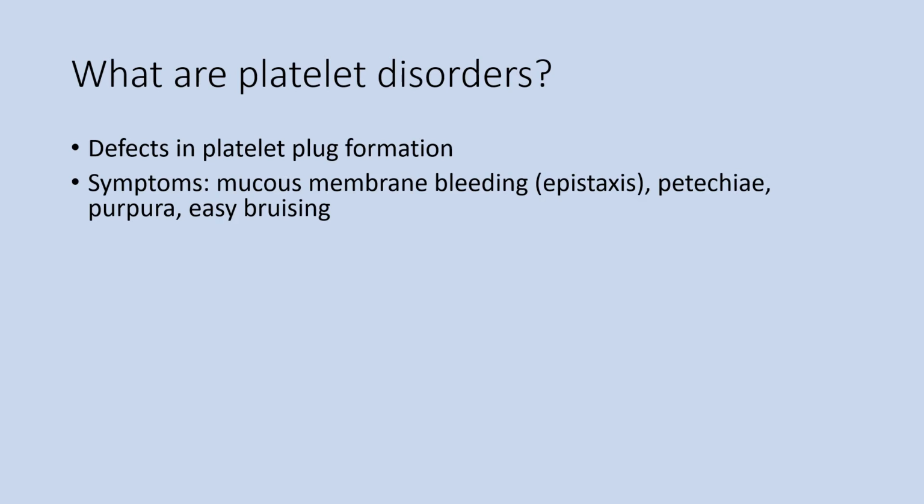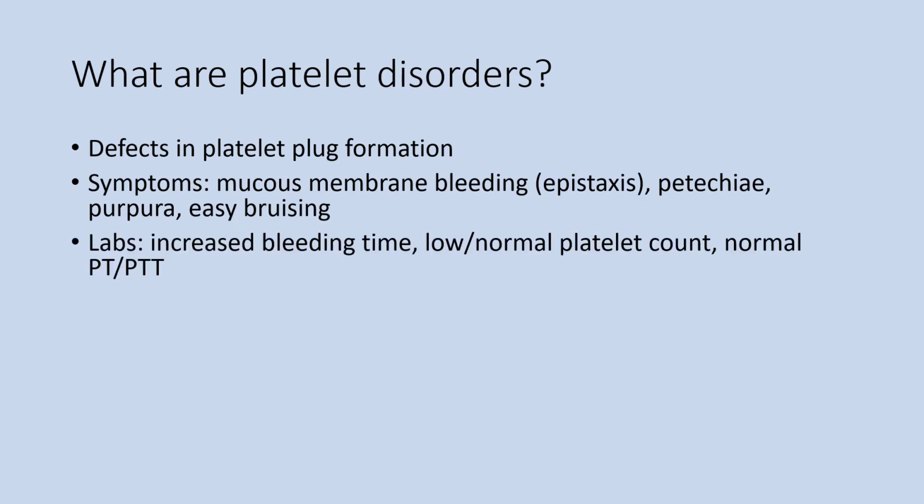And as a quick reminder, petechia are small purple-brown spots on the skin that represent bleeding under the skin, and purpura are larger than petechia but are also indicative of bleeding under the skin. So lab findings will show an increased bleeding time for all platelet disorders. Platelet count is sometimes decreased, but it depends on what is causing the problem. And PT and PTT will be normal as the coagulation cascade is unaffected by platelet disorders.